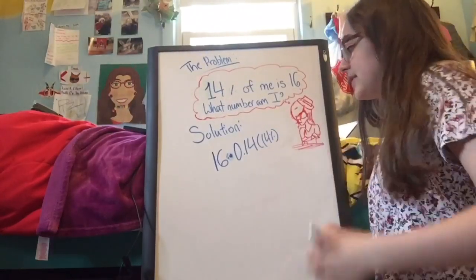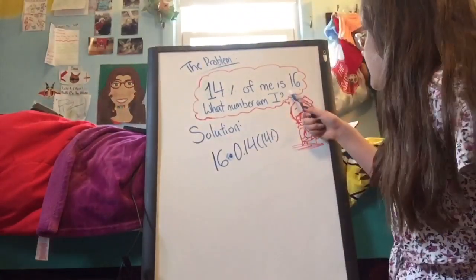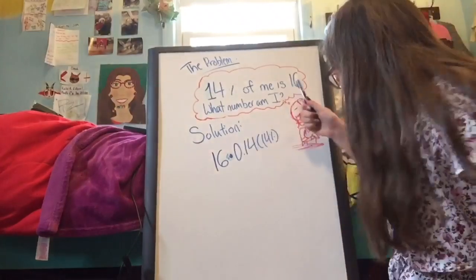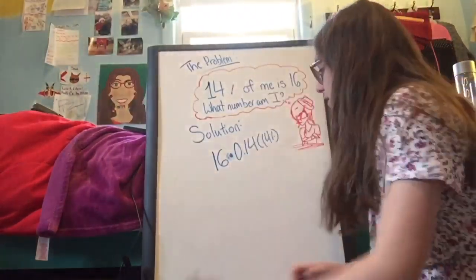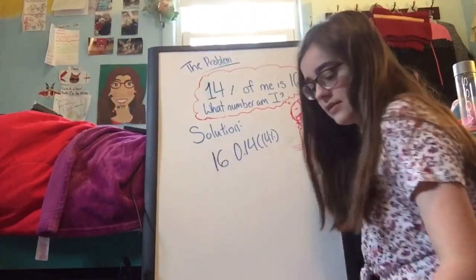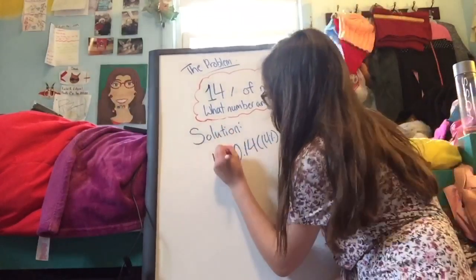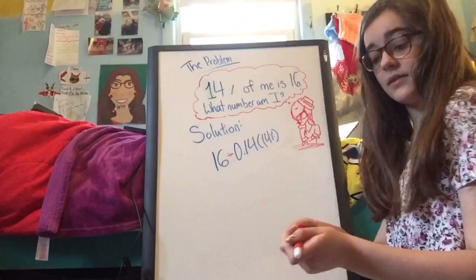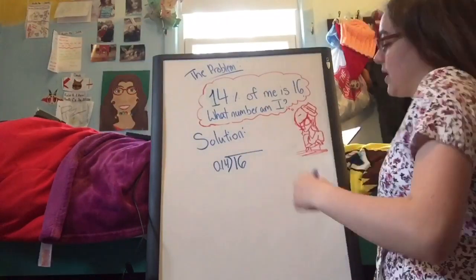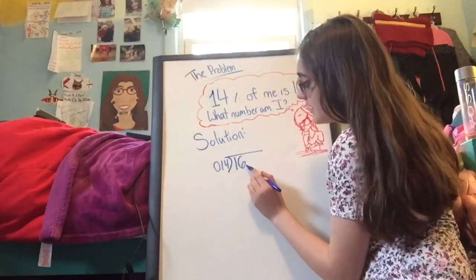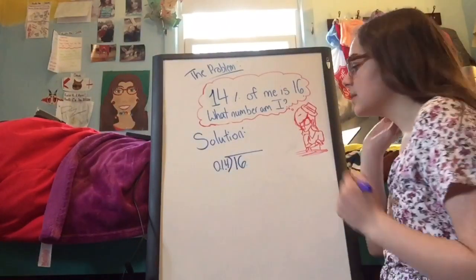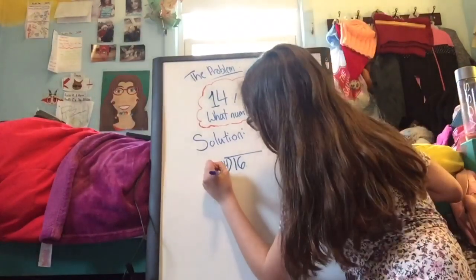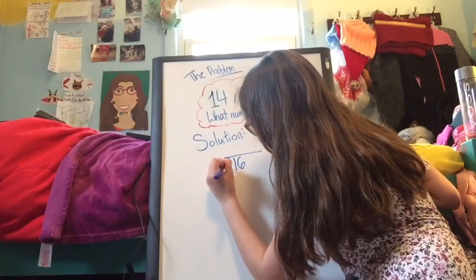But we are doing the reverse. Since 16 is not the whole anymore, it is the part, we would have to do the reverse of multiplication, division. So, taking our division equation, 16 divided by 0.14, we would do simple long division. So move the decimal place over.